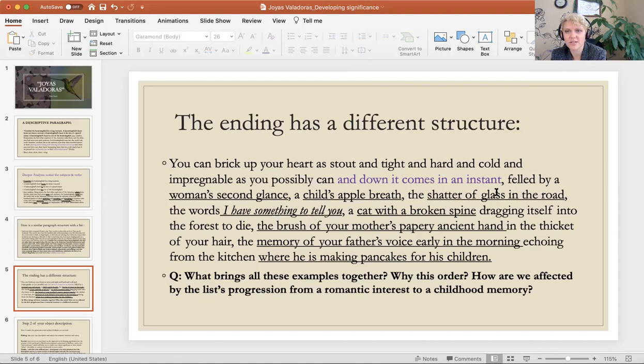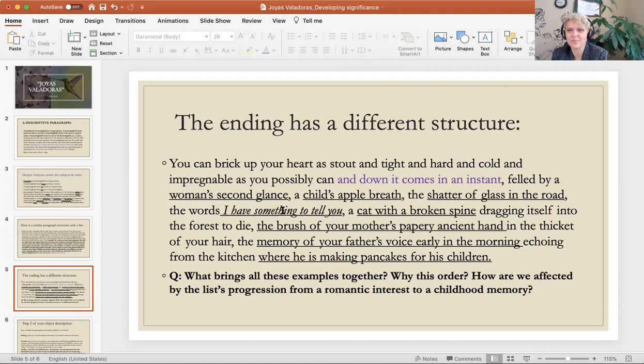How? Here's a list, another list, and I ask you to consider the different elements and different images and the kind of construction of comparing what possibly could influence somebody's heart to flutter, right? So here's the list. Felled by a woman's second glance, a child's apple breath, the shatter of glass in the road, the words, I have something to tell you. A cat with a broken spine dragging itself into the forest to die. The brush of your mother's papery ancient hand in the thicket of your hair. The memory of your father's voice early in the morning, echoing from the kitchen where he is making pancakes for his children. So we have quite a list here.